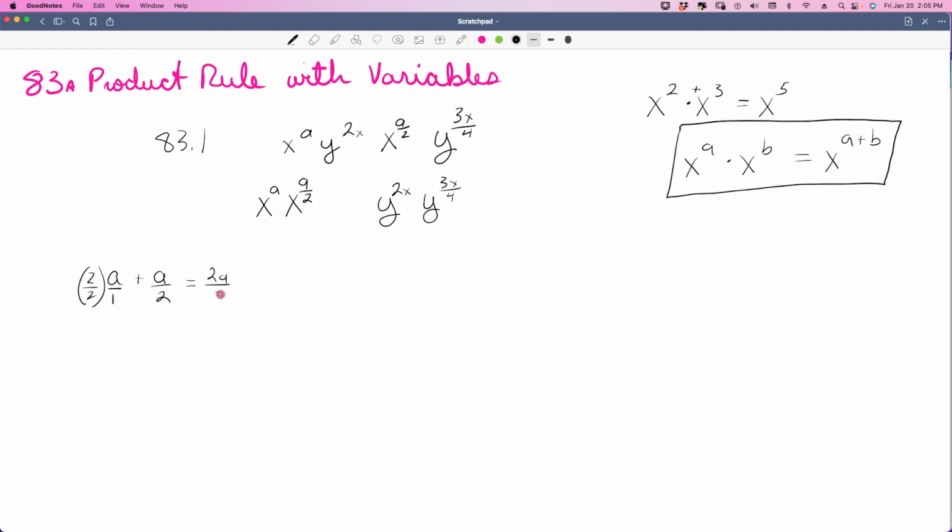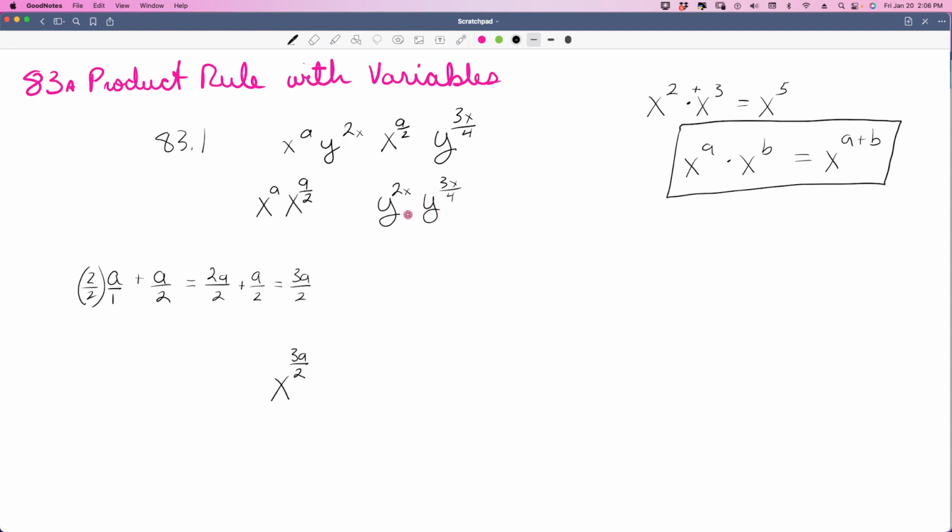2a over 2 plus a over 2. Well, that's easy enough. That's going to be 3a over 2. Well, this becomes the exponent for the base of x. So now my answer is going to have x to the 3a over 2 as the exponent. That was not super hard. Not even close to being hard. It's just wrapping your head around all the moving parts and all the details.